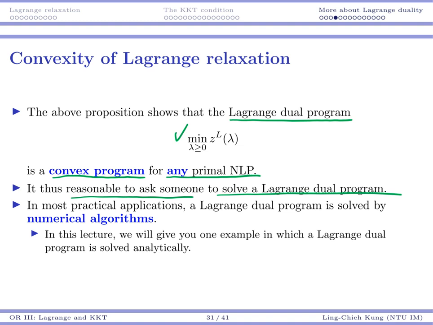In practical situations, a Lagrange dual program is typically solved with numerical algorithms, because whenever you have a convex program in practice, numerical algorithms such as gradient descent and Newton's method, adapted to their constrained versions, will be useful to solve the problem. In this lecture, we will give you one example of solving this Lagrange relaxation analytically. You will see it later.